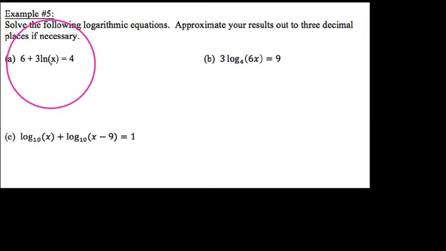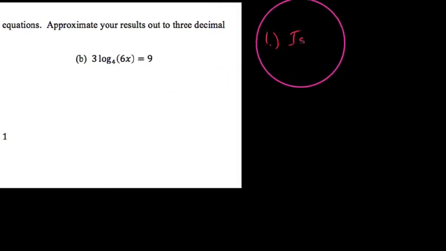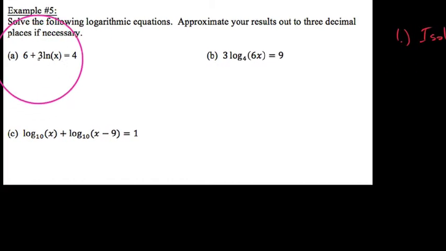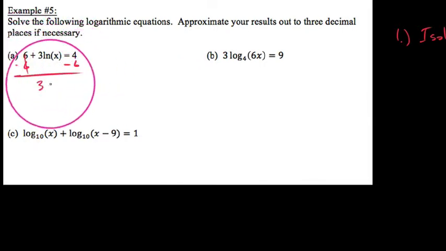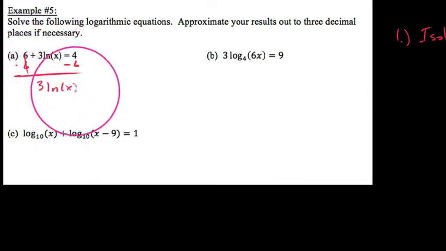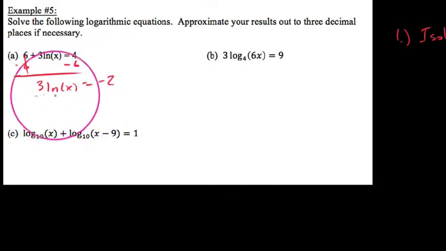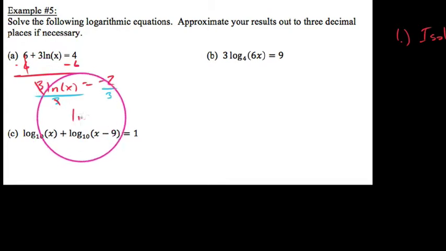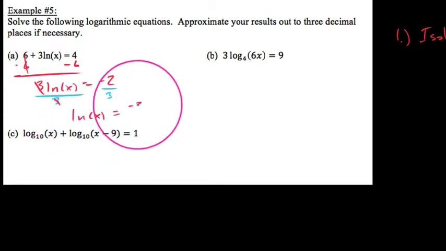I notice that I only have one logarithmic expression here, so the best thing to do is to isolate the log. So that's what we're going to do here, which means we're going to undo our addition first. We say subtract 6 from both sides of this equation. We get 3 of these ln x things is equal to negative 2. And then we're going to divide both sides by a positive 3 here. Cancel those out. We say ln of x is equal to negative 2/3.